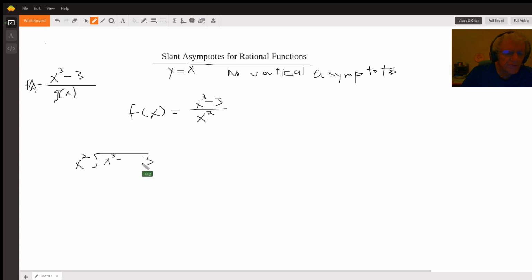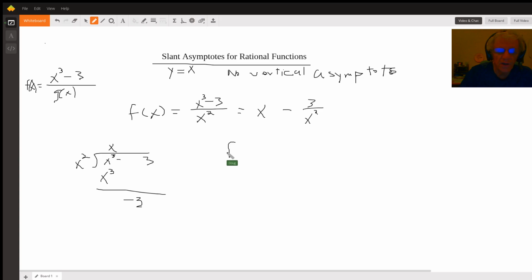So I'd have to leave placeholders in here for x squared and x, possibly. But x squared goes into x cubed x times. x times x squared is x cubed. Subtract, get a 0, bring down the next term, and that's your remainder. So I can rewrite f of x as x minus 3 all over x squared. And the key is, what happens to f of x as x gets really big?